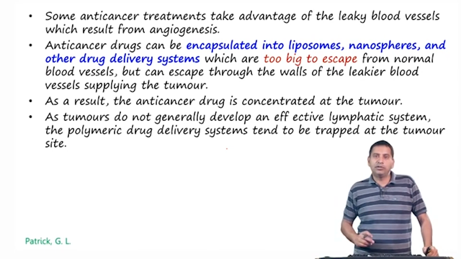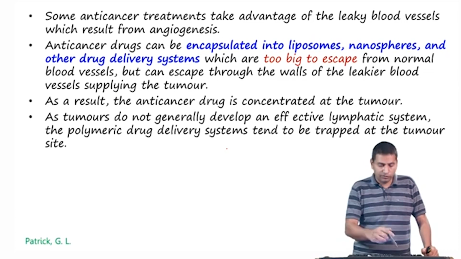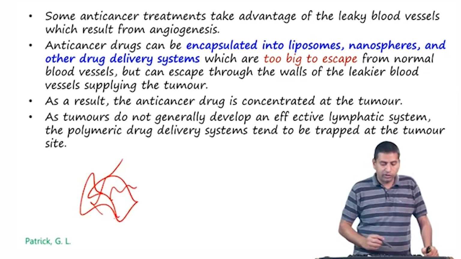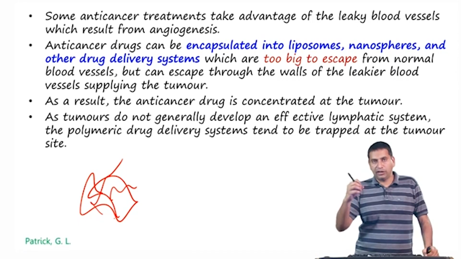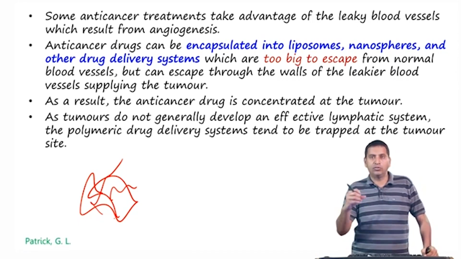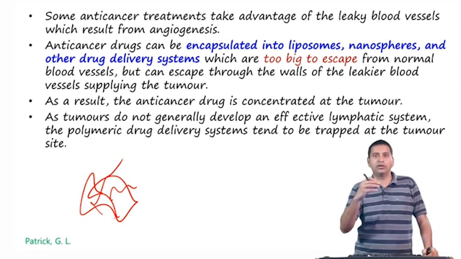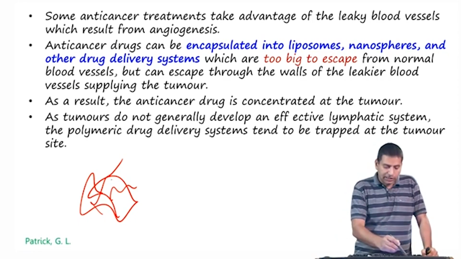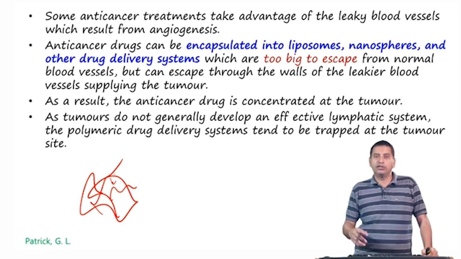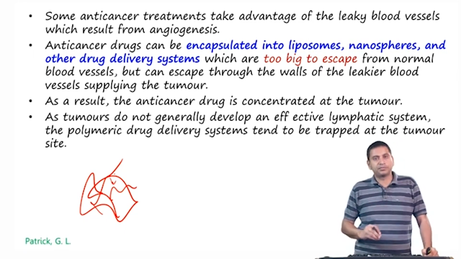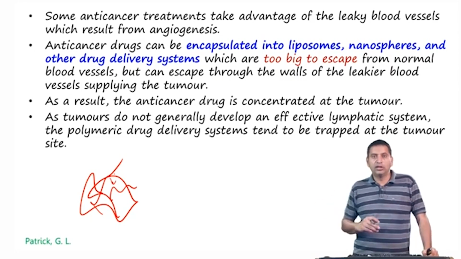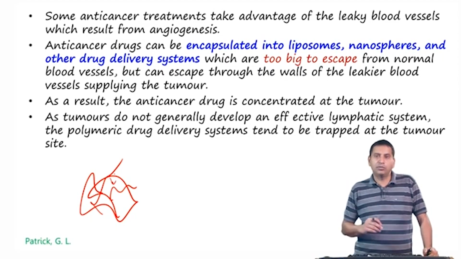Some anti-cancer treatments take advantage of the leaky blood vessels which result from angiogenesis. Since the tumor is quite disorganized, there are a number of leaky blood vessels in it. So, we can encapsulate these cancer drugs into what are known as liposomes or nanomaterials or drug delivery systems, which are too big to escape from normal blood vessels, but can escape from the leaky vasculature present in tumors. So, the anti-cancer drug is concentrated at the tumor. As tumors do not generally develop an effective lymphatic system through which this is cleared, these polymer drug delivery systems tend to be trapped at the tumor site.